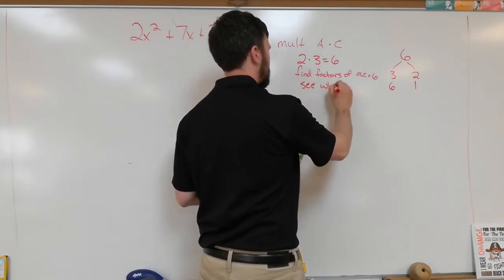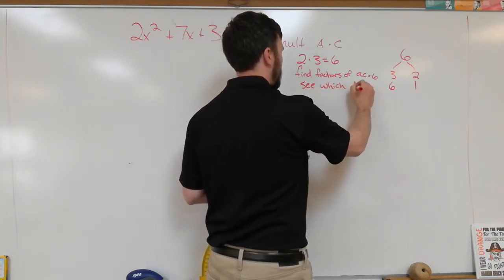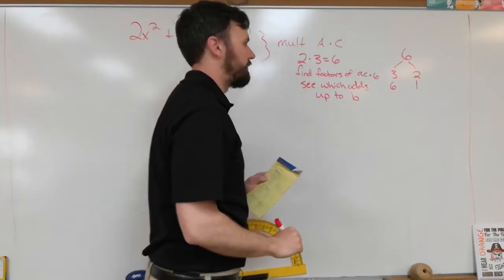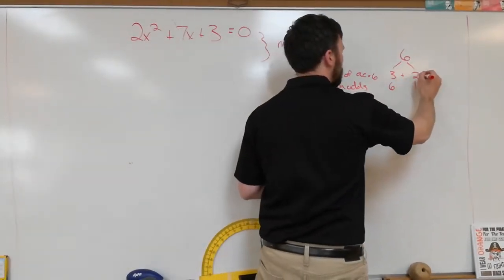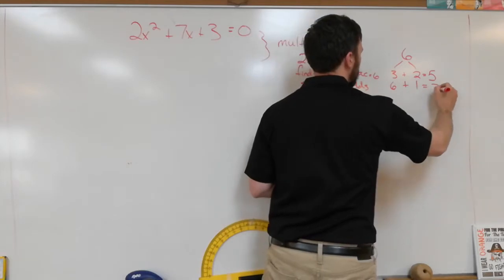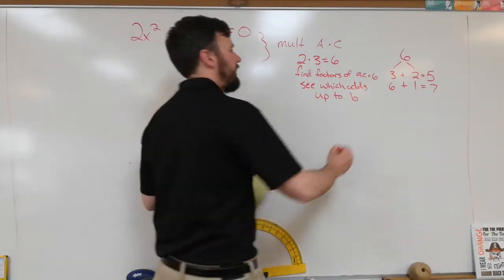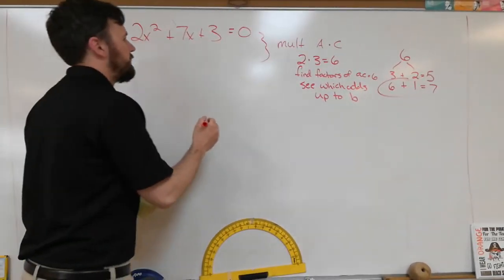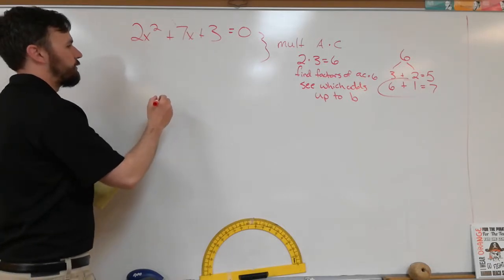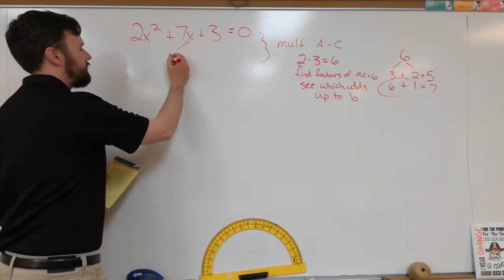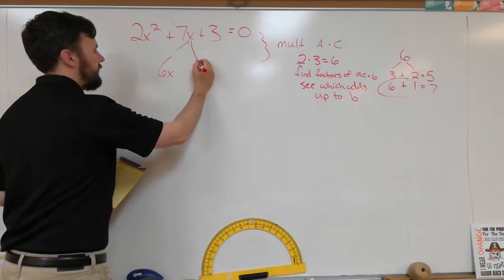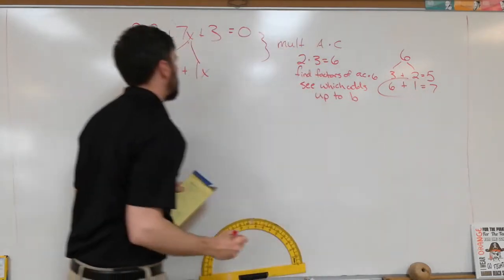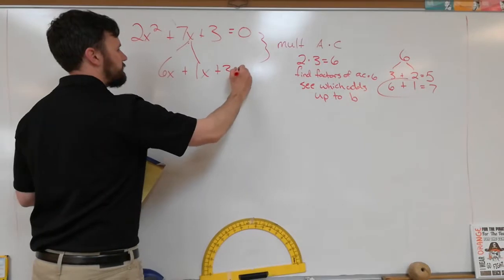And we're going to see which adds up to be, I became Dory for a second. So 3 plus 2 is 5, 6 plus 1 is 7. Which one's our winner? We have a winner, 6 plus 1. Alright. So next we're going to break apart this 7x into 6x and 1x. I broke it up based on these two numbers I found over here. Okay?